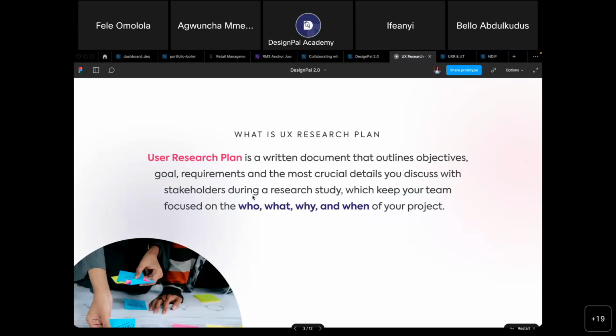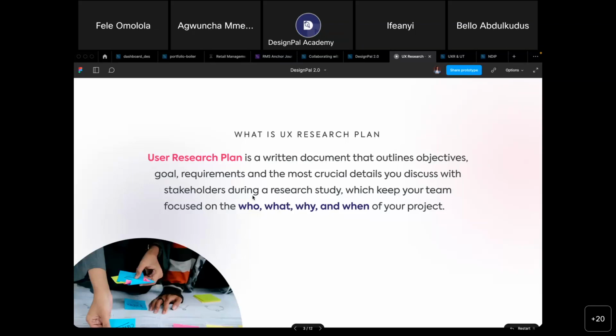Let me set an illustration. Say you're working on a project, and all you do is say, I want to conduct quantitative research, I want to conduct qualitative research, without proper planning of your research. Fine, it might turn out well for you, but trust me, it's quite important to have a research plan. It gives you an overview of how you're going to plan your research: how you want to conduct it, the procedure, the budget, the incentive, and all of that. So it's very, very important to have a research plan.